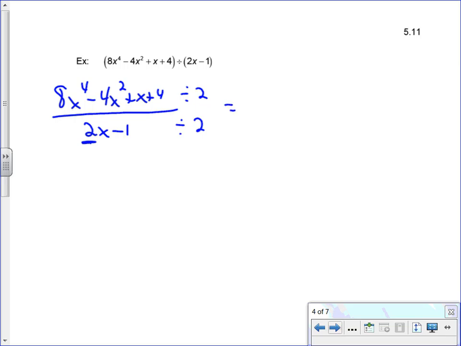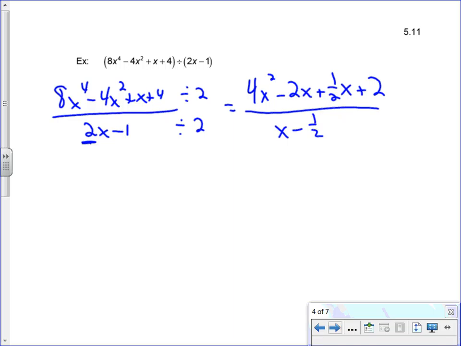Okay? Hopefully, most of it won't be a fraction. We end up with one fraction in the numerator. Everything else is whole numbers. And in the denominator, we get x minus 1/2. I just divided every number, every coefficient, every constant by 2. All right? And I'm going to work this problem.